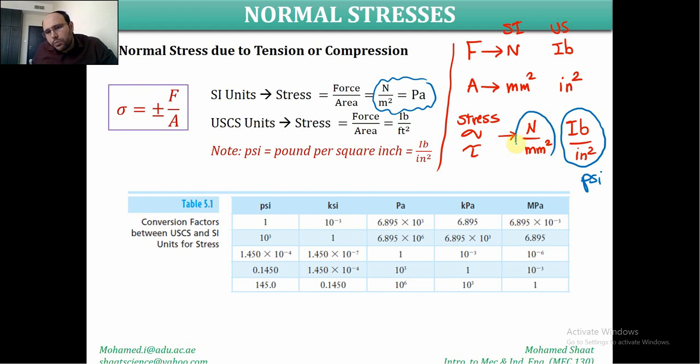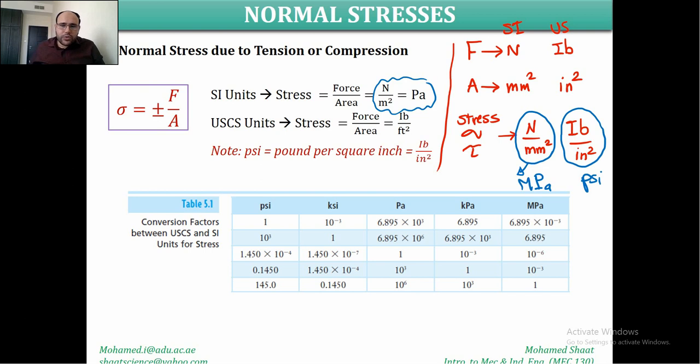Also, the Newton over millimeter square is equivalent to megapascal. The megapascal is 10 to the power 6 Pascal. Make sense? So if you got it as Newton over meter square, you can simply write Newton over meter square, or you can write it as Pascal. Both the same. If you got it Newton over millimeter square, you can write it Newton over millimeter square or megapascal. Both are the same. If you got it pound over inch square, you can write it as pound over inch square, or you can write PSI, which stands for pound per square inch, which is also equivalent to pound over inch square. Make sense?